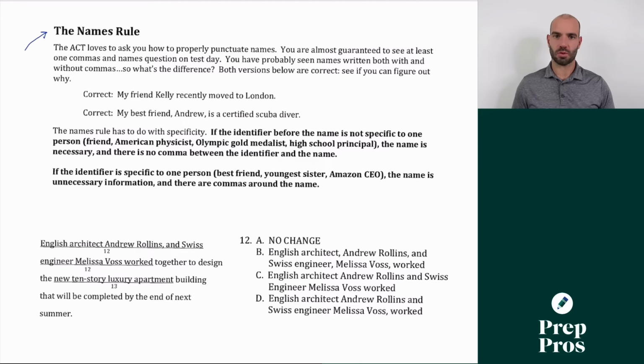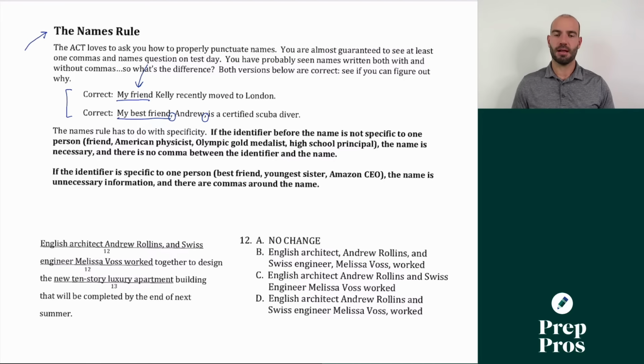So, what is the names rule? It has to do with when we do or don't put commas around a person's name. So these 2 examples we'll use to kind of learn it. My friend Kelly recently moved to London, and my best friend, Andrew, is a certified scuba diver. So why does Kelly have no commas and Andrew have commas? Well, it has to do with what I call the identifier, the thing before the person's name, the friend or the best friend. If the identifier in the first one is not specific to one person, like my friend or Olympic gold medalist or US astronaut, we don't know which person we're talking about, we have to keep the name. You only put commas around the name if we're specific to one person.